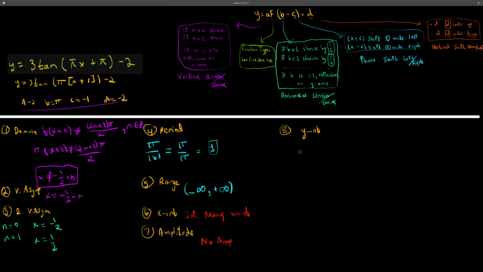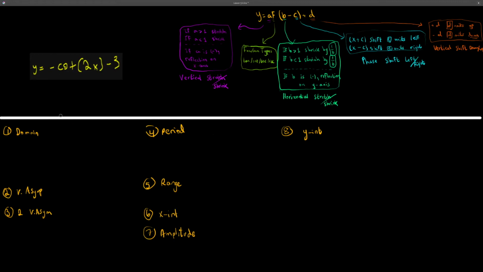Now finally for the y-intercept, we're going to substitute x for 0. So it's going to be 3 tan of 0 times pi, minus 2, which is going to also be equal to negative 2. Just put it in the calculator. And that is going to be it for this question.